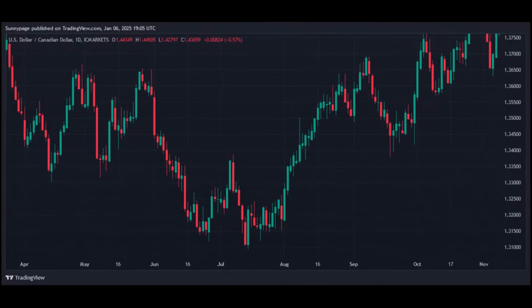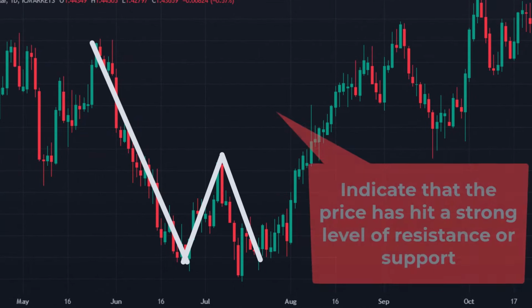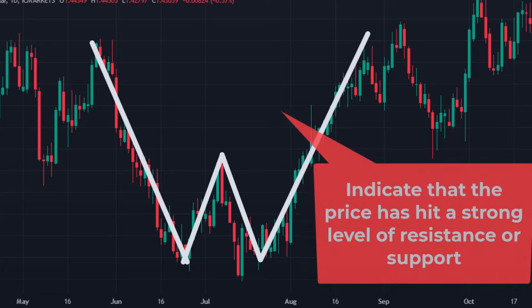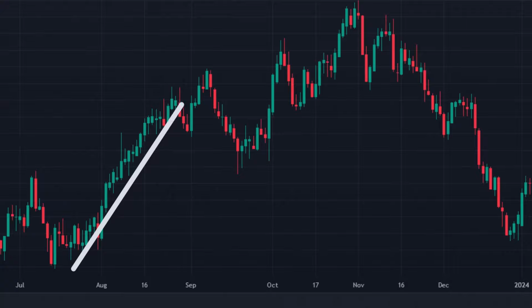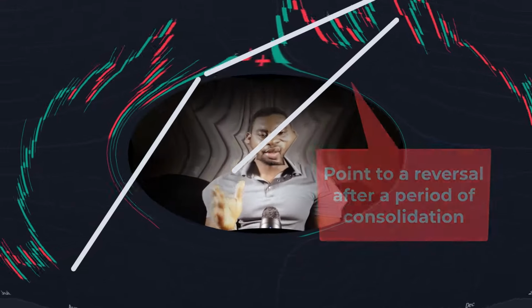Then we have double tops and bottoms. Double tops and bottoms indicate that the price has hit a strong level of resistance or support. Then we have rising and falling wedges. Rising and falling wedges point to a reversal after a period of consolidation. Understanding these patterns helps you exit losing trades early or catch the beginning of a new trend.